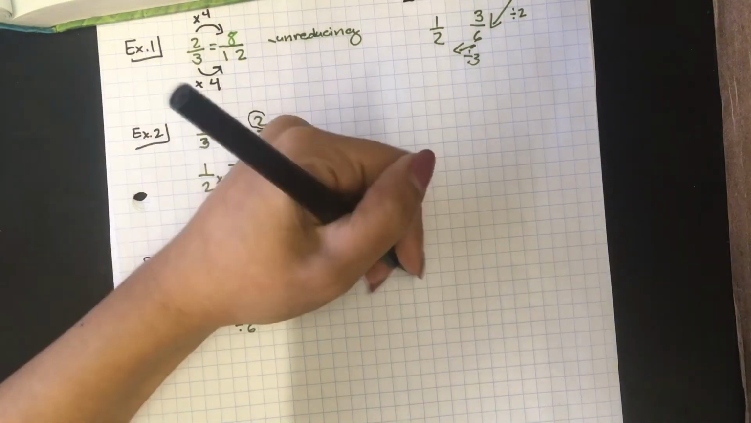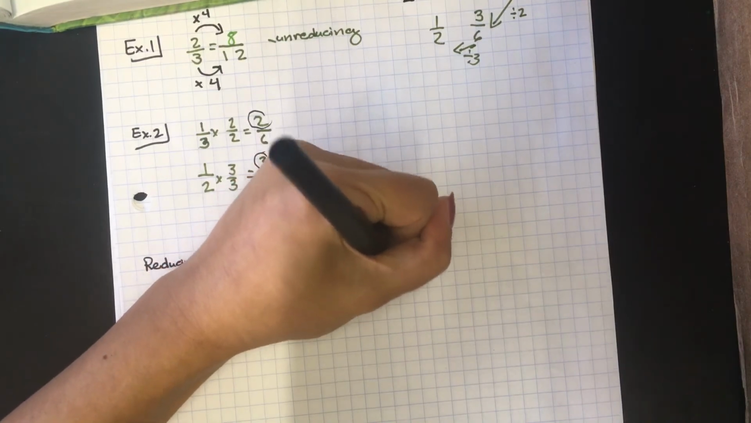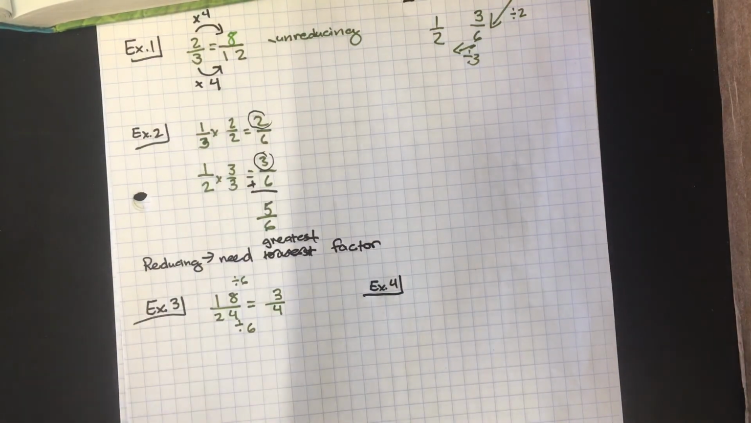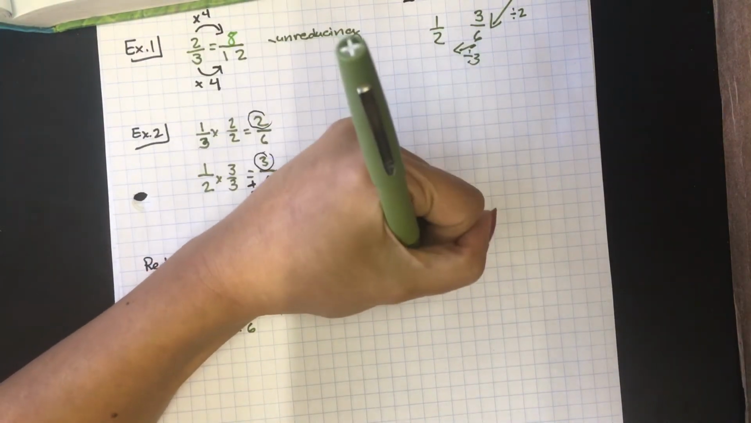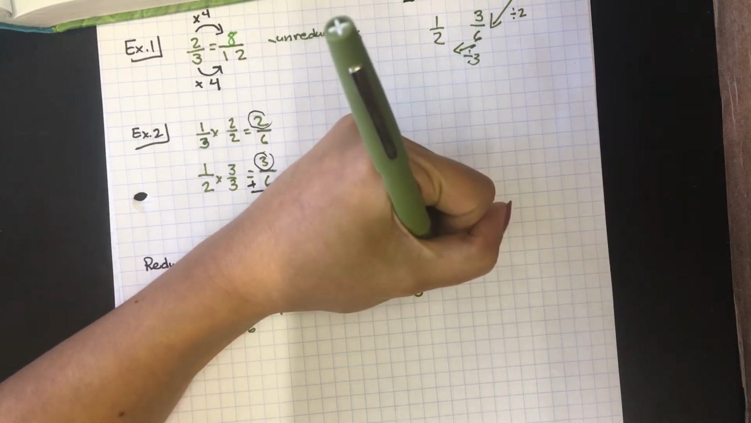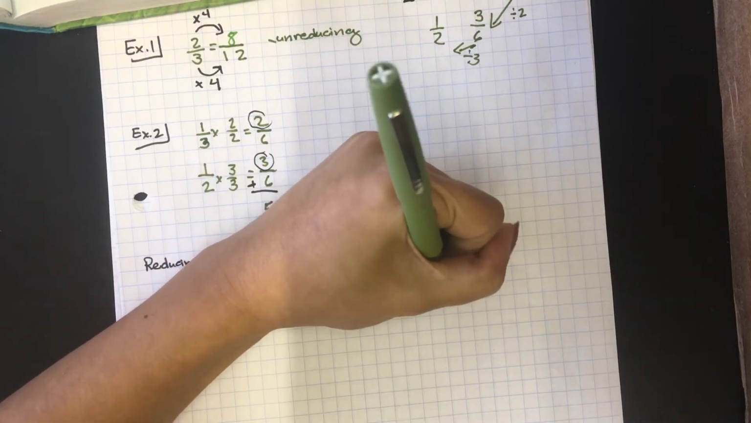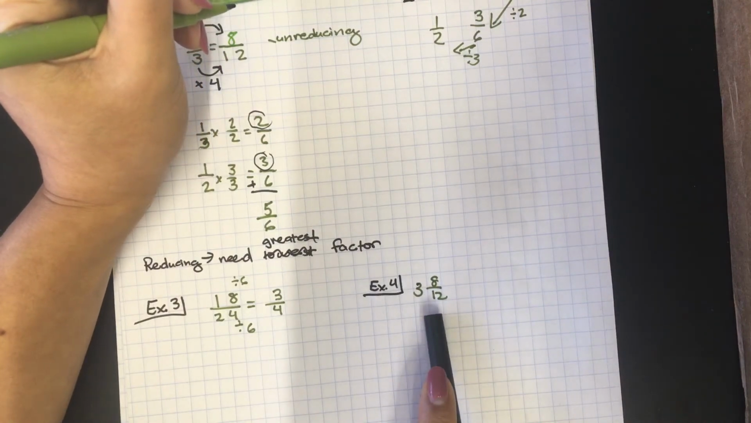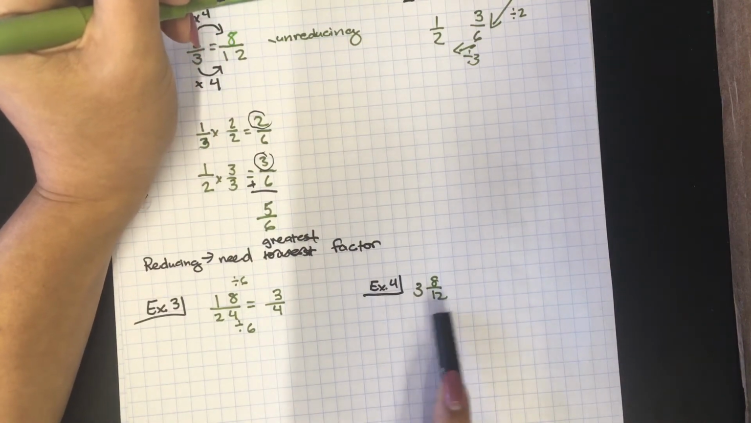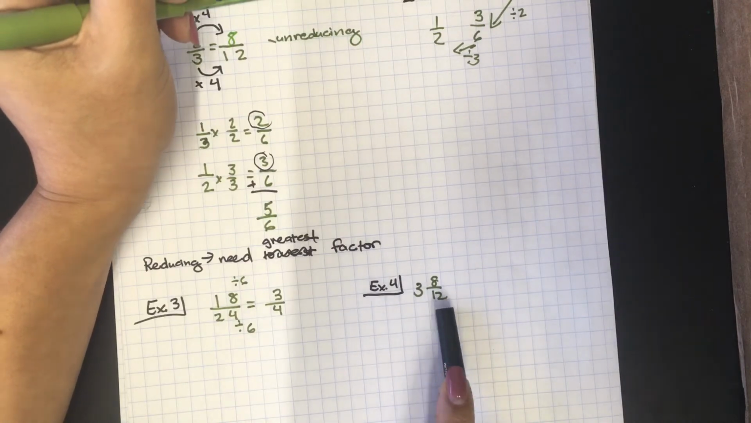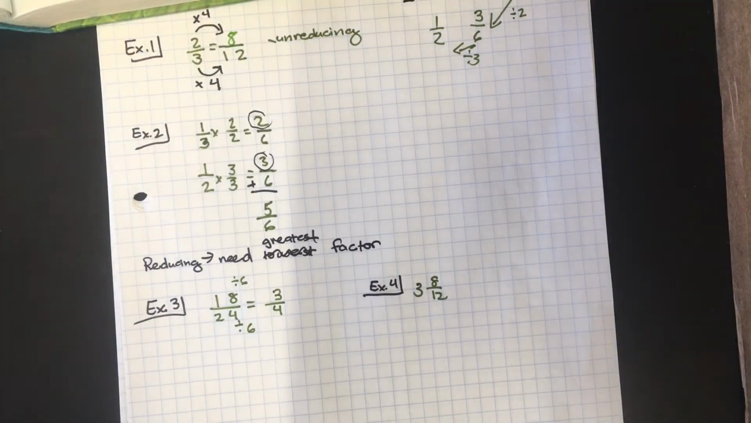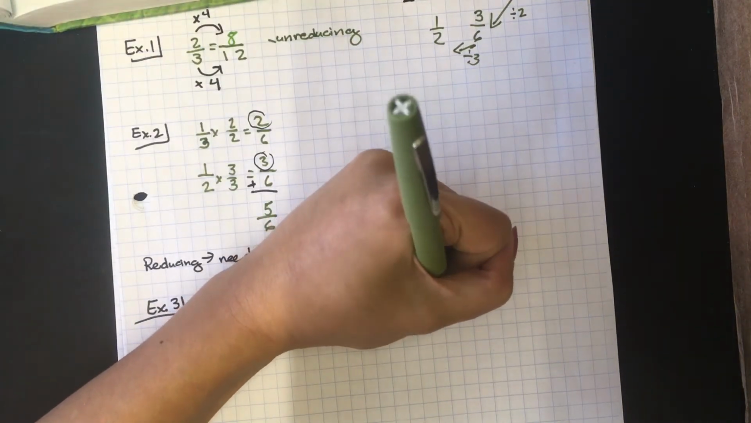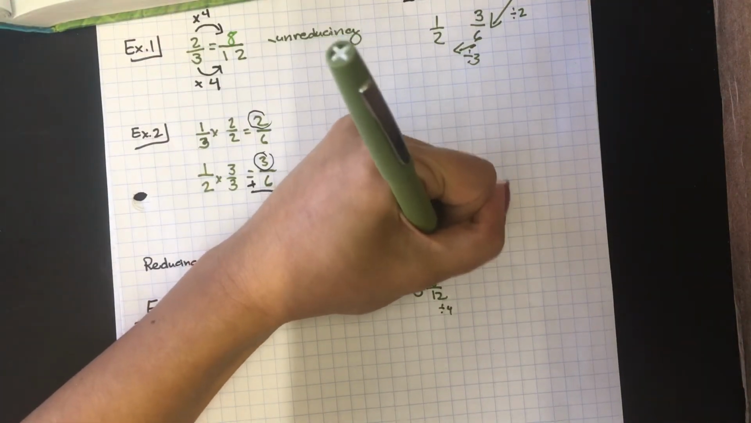Now we have example 4. Example 4 wants us to reduce 3 and 8/12. Now remember, when we're going to reduce a mixed fraction, we don't touch the whole number. The whole number stays the same. So what is our GCF for 8 and 12? It is going to be 4.